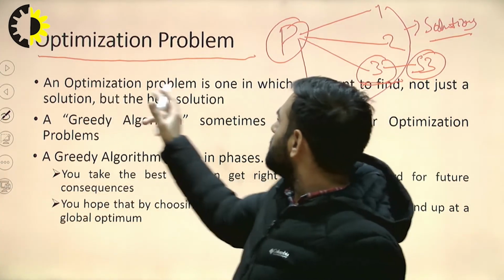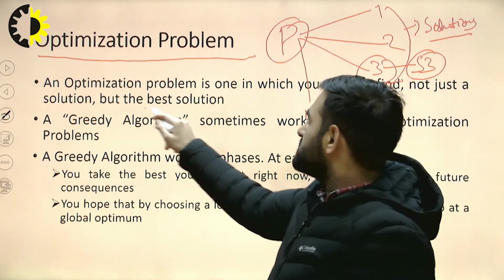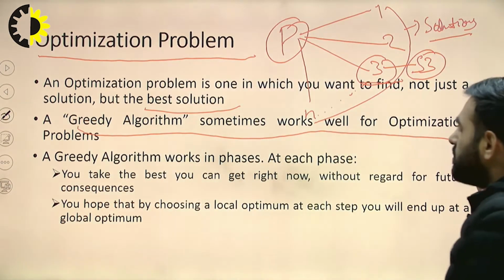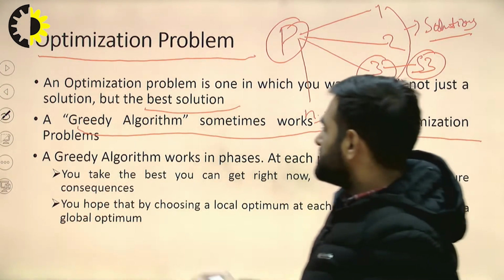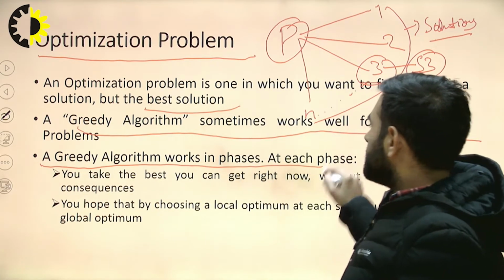An optimization problem is the one in which you want to find out not just a solution but the best solution, which is the best one. A greedy algorithm sometimes works well for optimization problems, sometimes not. That's easy. A greedy algorithm works in phases. At each phase, what does it mean?